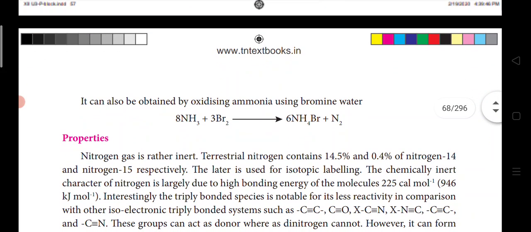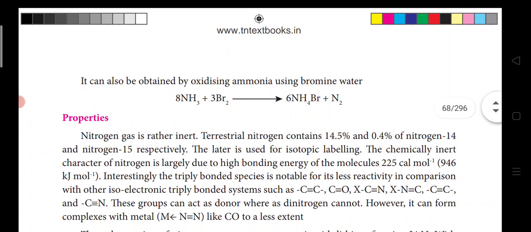It can also be obtained by oxidizing ammonia using bromine water. Bromine water is bromine gas dissolved in water, and it is an oxidizing agent. So oxidizing ammonia, we will get ammonium bromide and nitrogen gas.